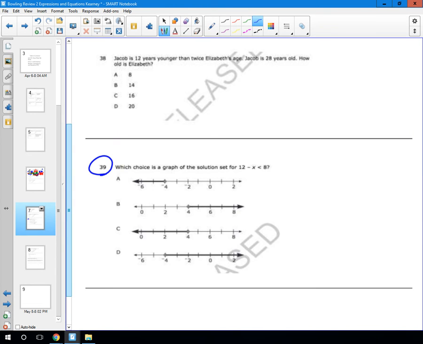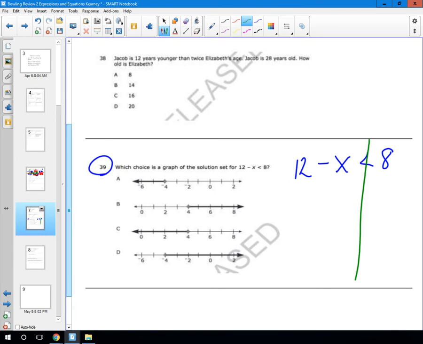Okay, so we have 12 minus x is less than 8. Okay, so we've got to solve and figure out what values x could be. Okay, because we've got to figure out what value could we say 12 minus what would give me numbers less than 8. Okay, so we're going to solve. Remember, you solve an inequality just like an equation.